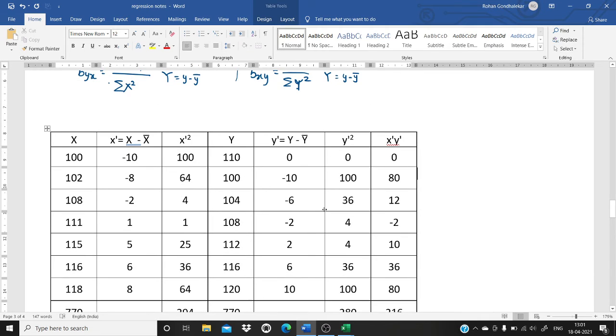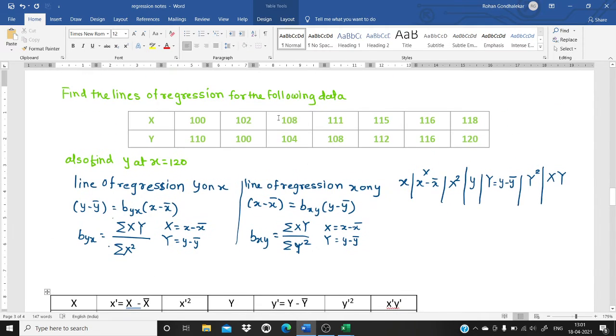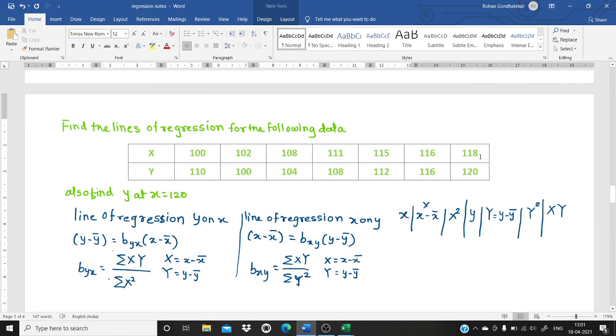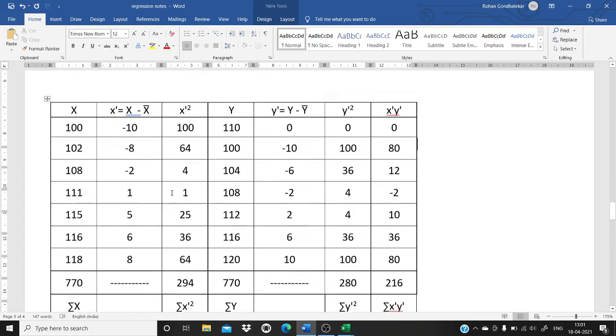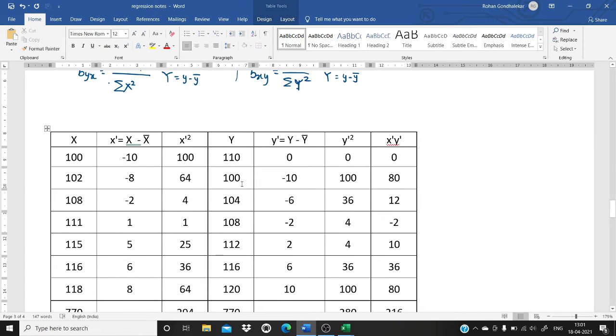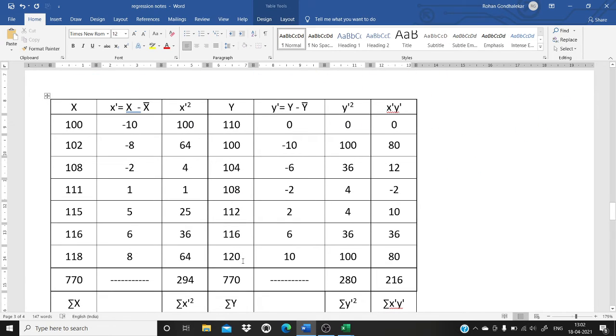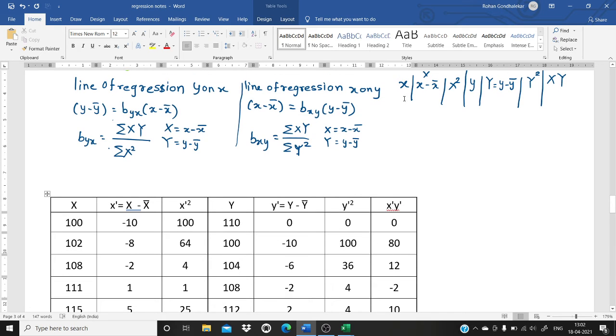I hope you are clear with this. See the data: 100, 102, 108, and so on up to 118. Then we have 100, 104, 108, 112, 116, and 120. Now we have already prepared all these columns here. That is, capital X, which is x minus x bar, capital X square. Look at there, these are my values.